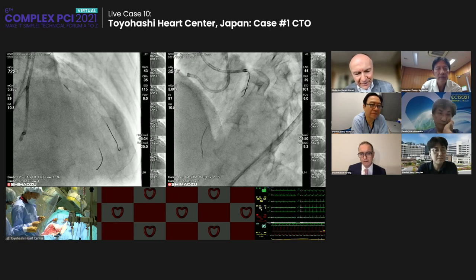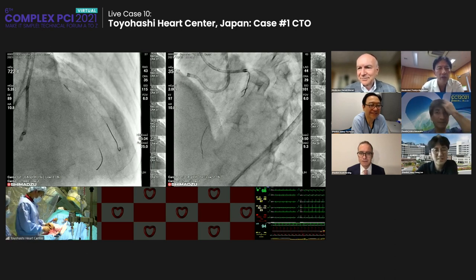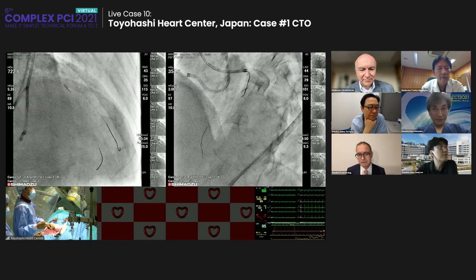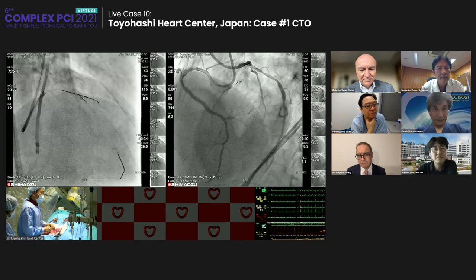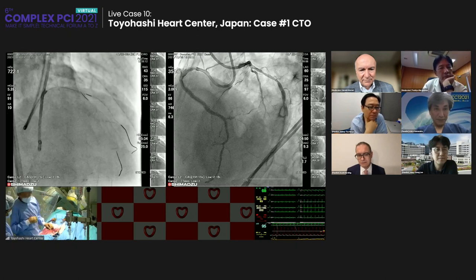I know in Asia, DK crush is very popular. I'm a bit lazy for that. I'm still working with a mini crush. Oh, I see. So in Japan, in this situation, we quite often use the DCB for the bifurcation. And if the small branch flow is fine, then we can leave it. But we need two stents for the LED diagonal bifurcation.